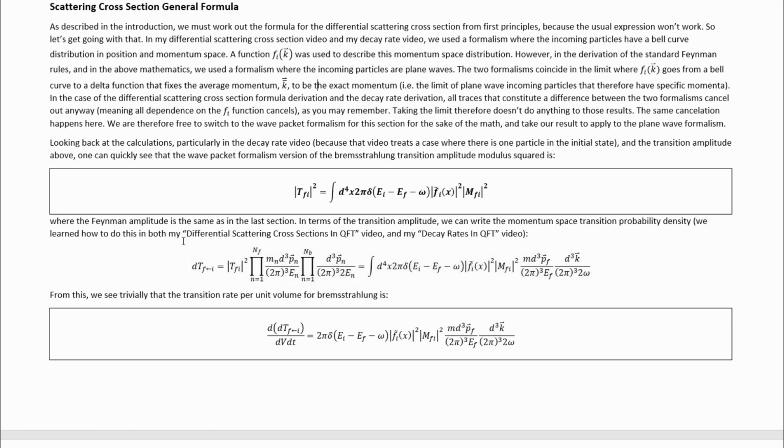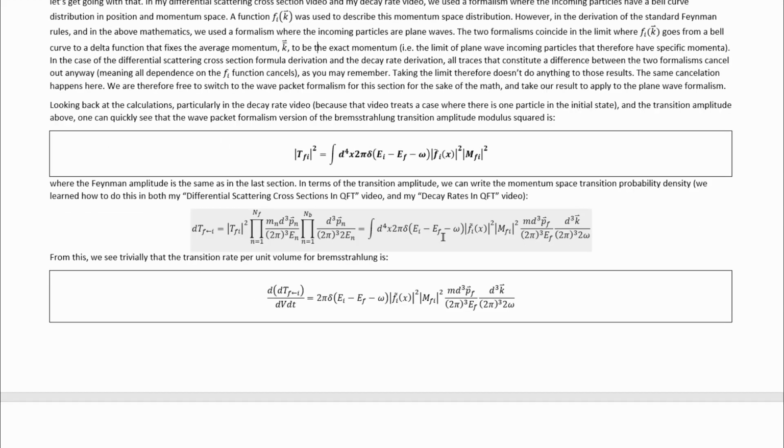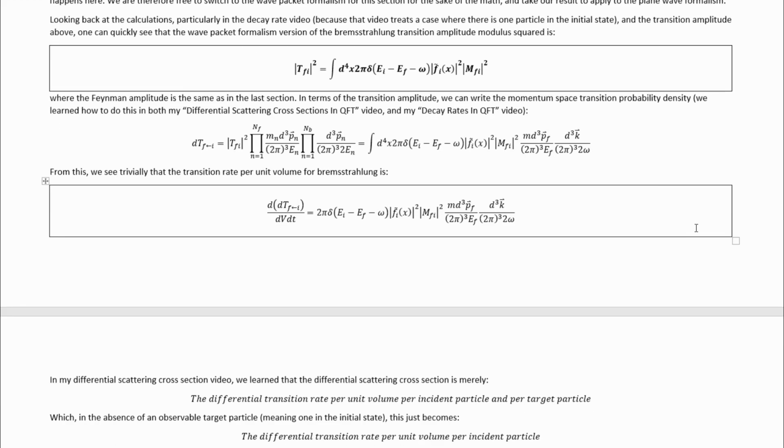We learned how to do this in both my differential scattering cross-sections in QFT video and my decay rates in QFT video. Specifically, we have this result for the momentum space transition probability density, which tells us that the transition rate per unit volume is just this expression here for Bremsstrahlung.